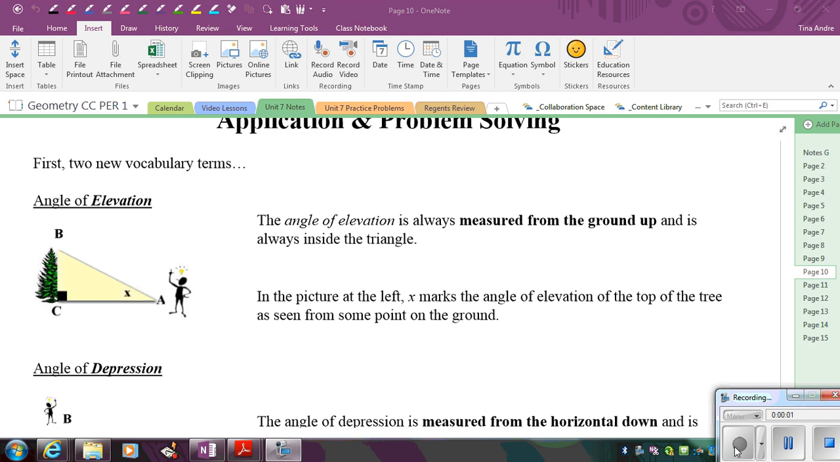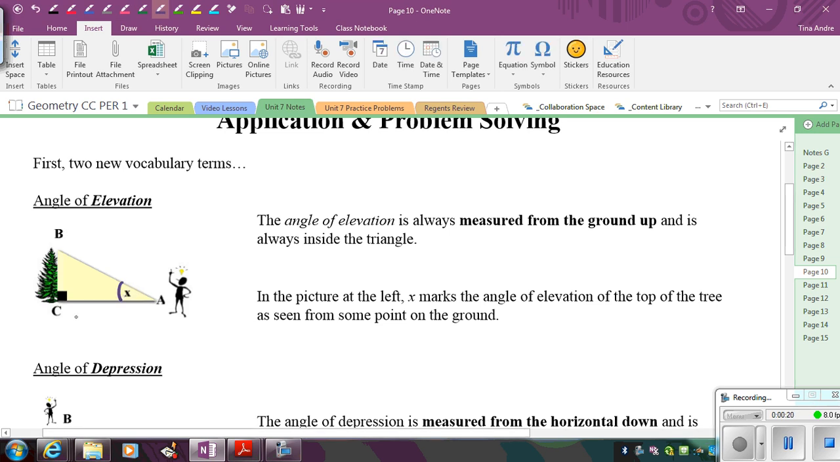In this video, we're going to use trig to solve some different types of application problems. So the first thing we need to know is the difference between angle of elevation and the angle of depression. Angle of elevation is always measured from the ground up. If you look right here, this angle X is the angle of elevation.